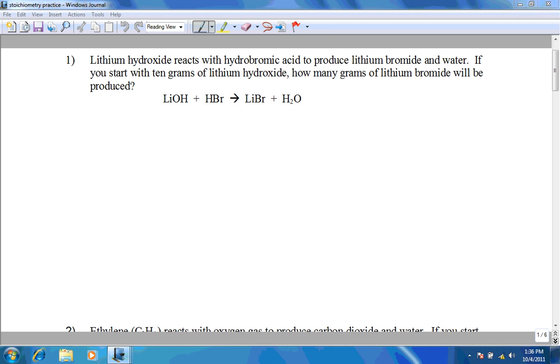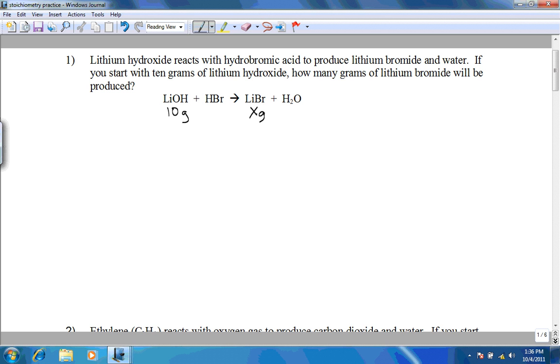If you start with 10 grams of lithium hydroxide, so I'm starting with 10 grams of lithium hydroxide, how many grams of lithium bromide will be produced? So it's asking about lithium bromide, even though we're starting with lithium hydroxide. And it's asking how many grams. So we're going from grams of one compound to grams of another within a chemical equation.